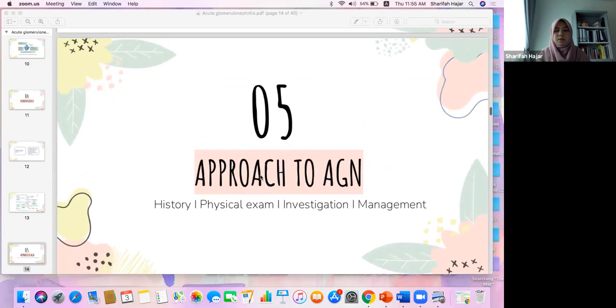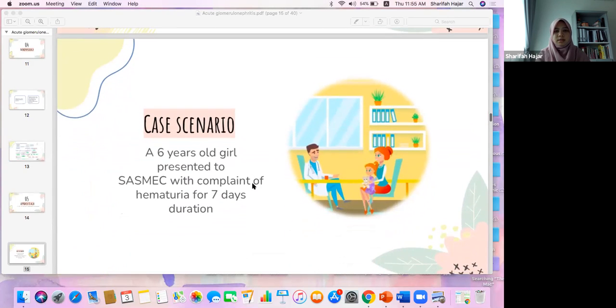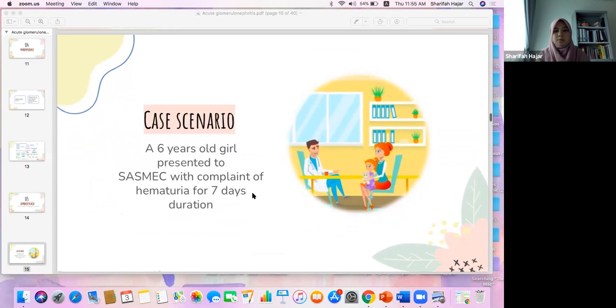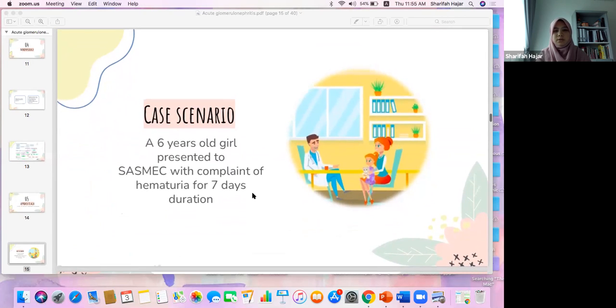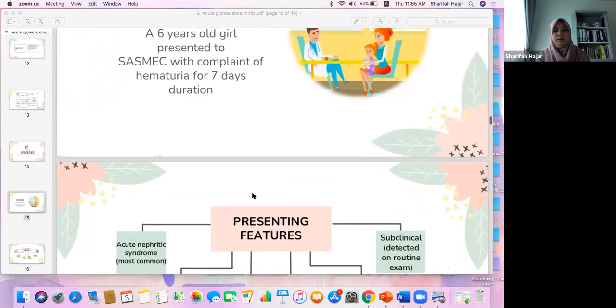Okay, we proceed to the approach to acute glomerulonephritis. This is the case scenario. A 6-year-old girl presented with a complaint of hematuria for 7 days duration. So the main complaint is hematuria.